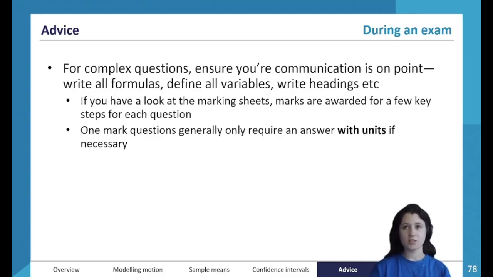For complex questions, make sure you're communicating everything. You don't want to lose communication marks: writing headings, writing all the formulas, defining all your variables, that kind of thing. Make sure that you're also looking at how many marks a question is worth. If you've got a whole page of working and it's worth 3 marks, you're going down a rabbit hole a little bit, and it was probably a lot simpler. So always think about whether the amount of work you've done matches up to the amount of marks it's worth.